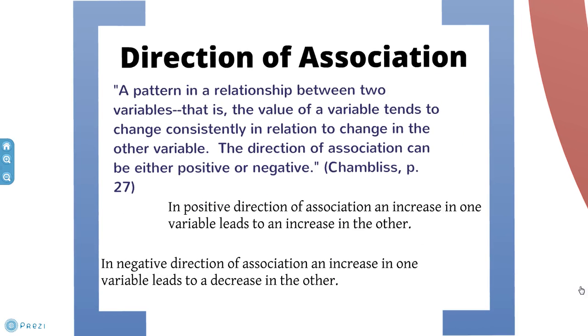The next concept in Chapter 2 that is important to understand in terms of the process of research is direction of association. Direction of association is a pattern in a relationship between two variables. That is, the value of a variable tends to change consistently in relation to change in the other variable. The direction of association can be either positive or negative. In a positive direction of association, an increase in one variable leads to an increase in the other.